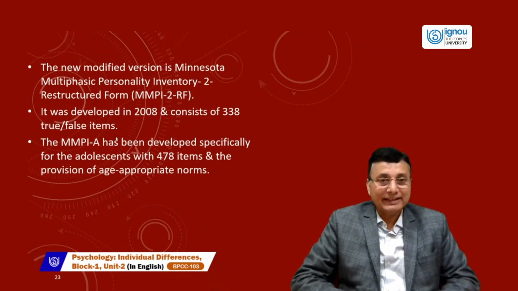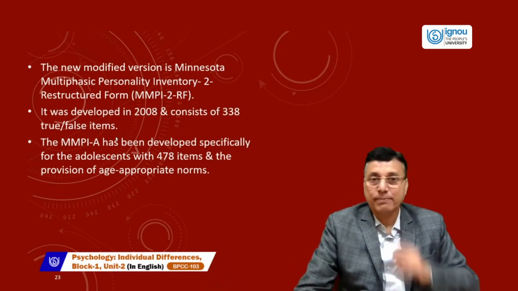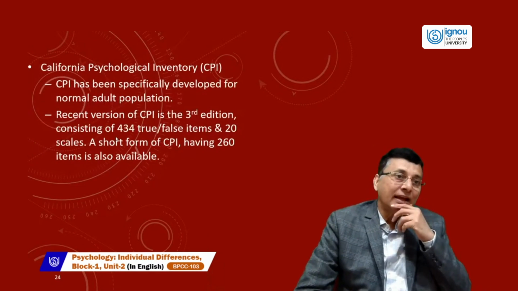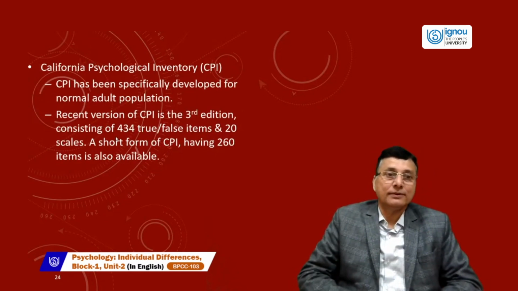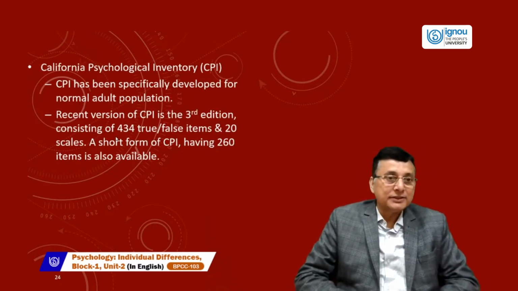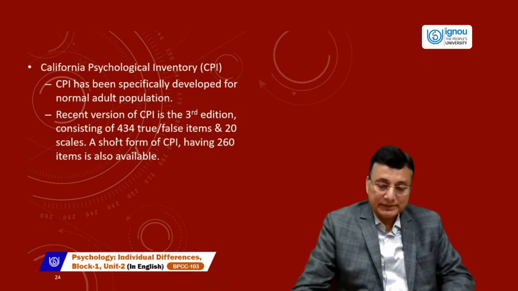It was developed in 2008 and consists of 338 true false items. The MMPI-A has been developed specifically for adolescents with 478 items and the provision of age-appropriate norms. The California Psychological Inventory (CPI) has been specifically developed for the normal adult population, and the recent version of CPI is the third edition consisting of 434 true-false items and 20 scales, with a short form of CPI having 260 items.